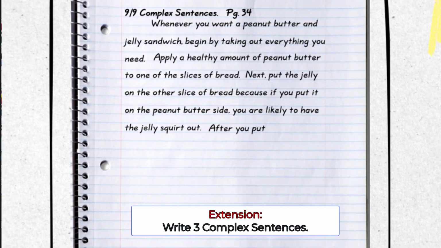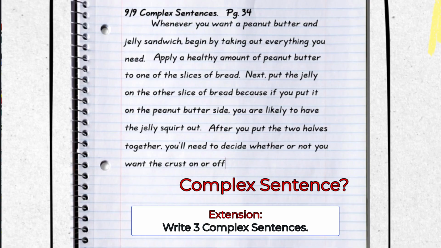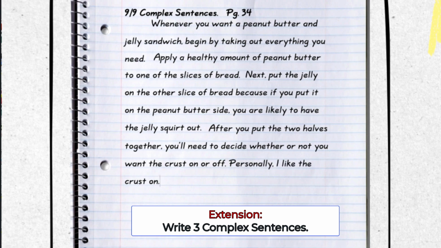"Then after you put the two halves together, you'll need to decide whether or not you want to cut the crust on or off." Okay, you can see there's my third complex sentence. And then I end the paragraph with, "Personally, I like the crust on." Something like this, the students will just want to write forever to explain, and then they could see, oh, he's not asking for a novel here. He just wants one paragraph.